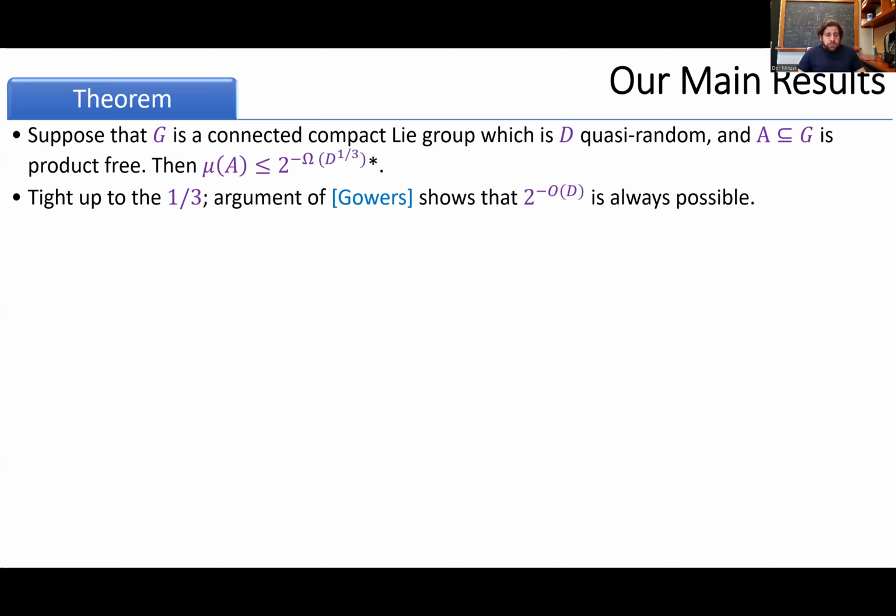So this theorem is an exponential improvement over Gowers, but there is still a gap between this bound and what is suspected to be the truth, which is 2 to the minus O of D, at least for the groups that I mentioned previously. And in fact, 2 to the minus O of D is the best you can do, because Gowers' argument from finite groups extends to infinite groups, but in that case you don't get polynomial in 1 over D, but rather exponential in D. So we can show that if you have D quasi-randomness, then there is always a product-free set of measure which is exponentially small in D.